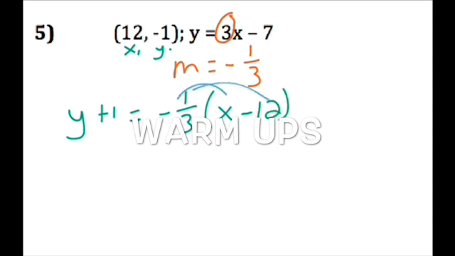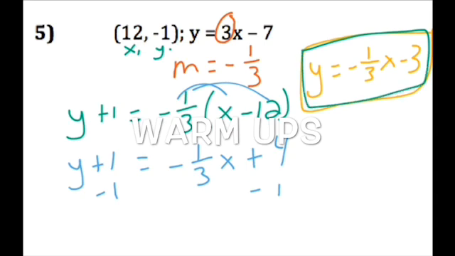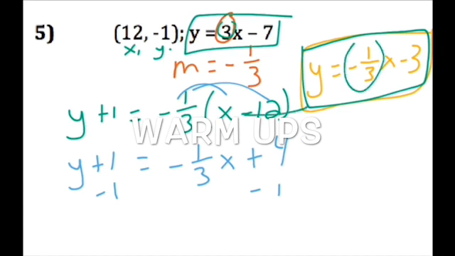Now we're going to distribute the negative 1/3 through. So y plus 1 equals negative 1/3 x. A negative times a negative is a positive, and 1/3 of 12 is 4. We're going to subtract 1 from both sides. So our answer is y equals negative 1/3 x minus 3. Now the line that's represented by this equation is perpendicular to this line because our slopes are opposite reciprocals, and this line passes through this point, 12, negative 1.